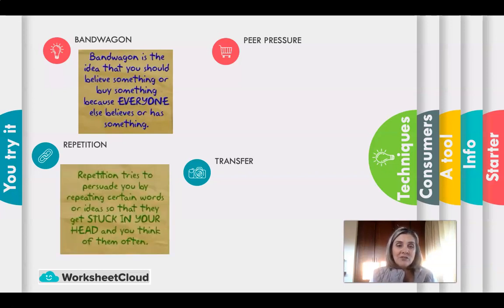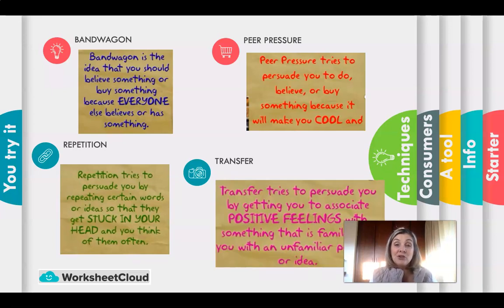The next one is repetition. Remember, to persuade you by repeating certain words or ideas that get stuck in your head. I think there was an advert on the radio the other day. PG glass repair, PG glass replace. I don't know if you've heard it. PG glass repair, PG glass replace. And I was like, oh, it's so irritating, but it's gotten stuck in my head. So the repetition of PG glass has really gotten there. So I think to myself, I've actually got a little window pane that's cracked. Who am I going to phone? PG glass.